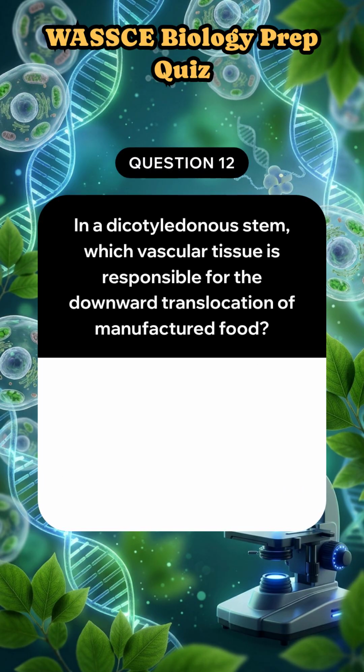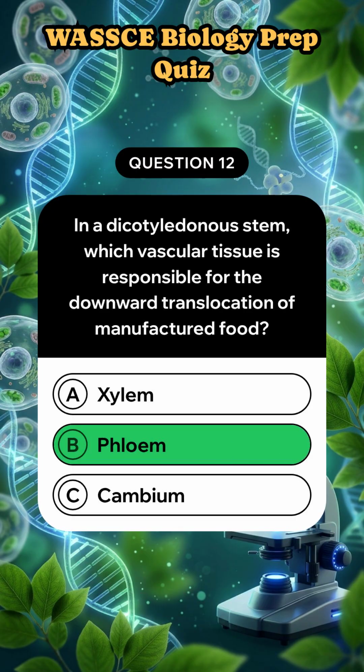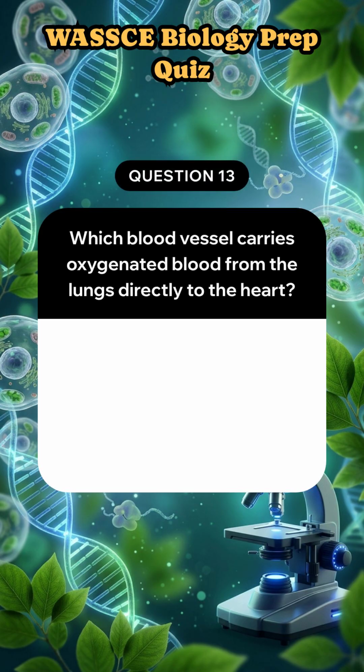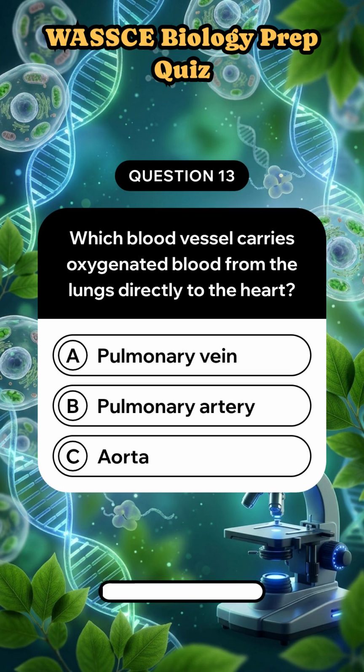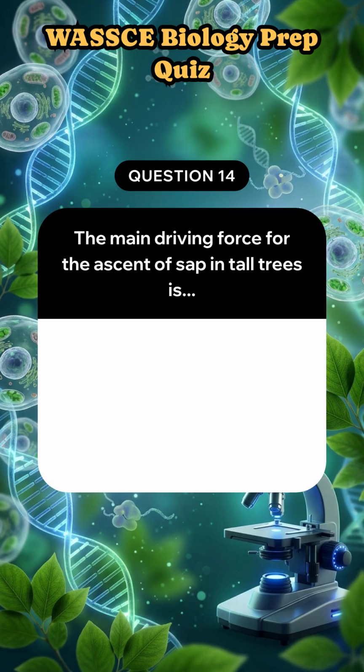In a dicotyledonous stem, which vascular tissue is responsible for the downward translocation of manufactured food? Which blood vessel carries oxygenated blood from the lungs directly to the heart? The main driving force for the ascent of sap in tall trees is?